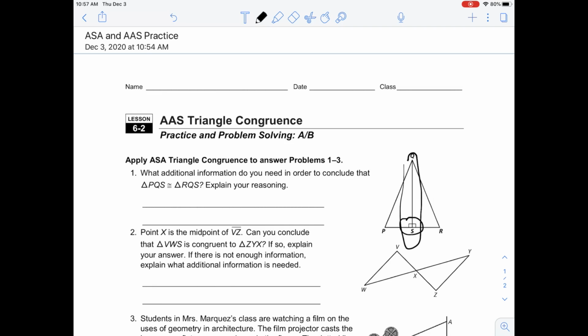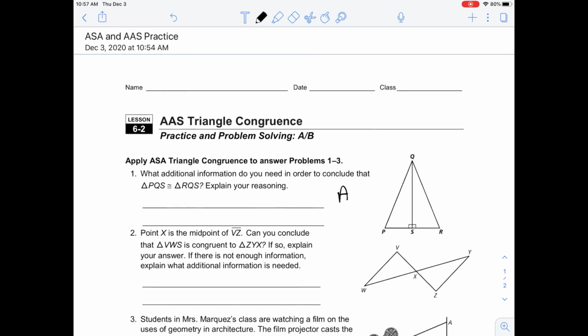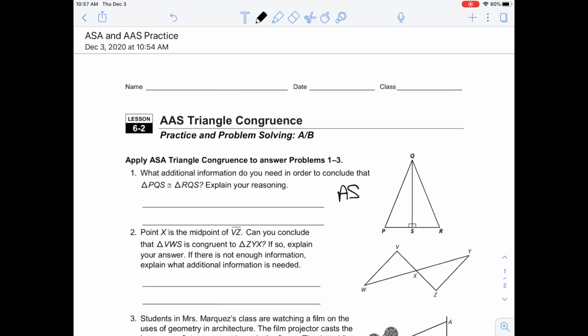So far we already have an angle and a side. So there's 2 different routes we could go. We could either say that angle P is congruent to angle R. If we put angle P is congruent to angle R, that would give us angle, angle, side. Right? Because now we've got angle P is congruent to angle R, angle S is congruent to angle S, and side SQ is congruent to side SQ. Angle, angle, side. Done.